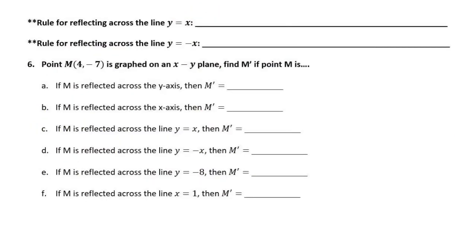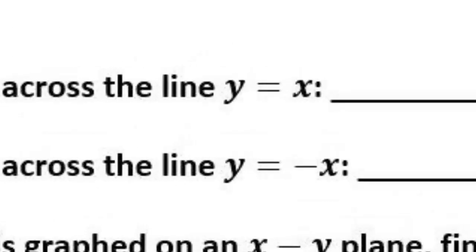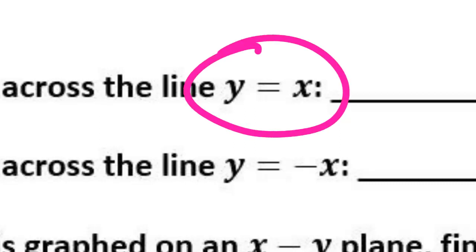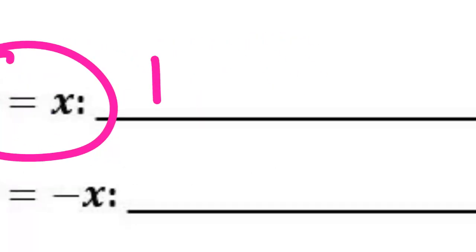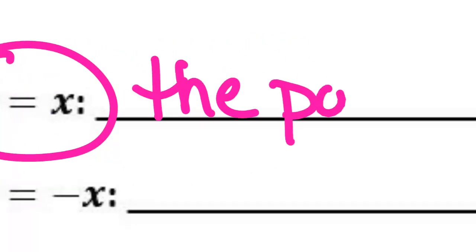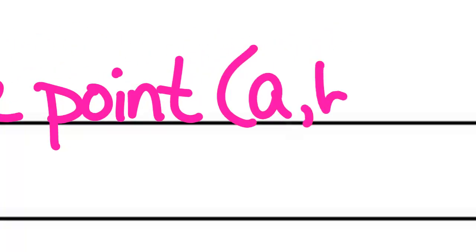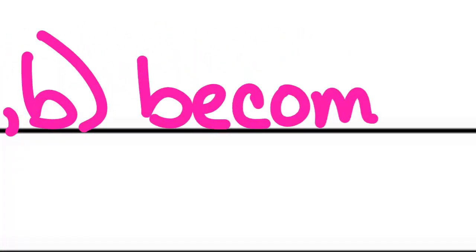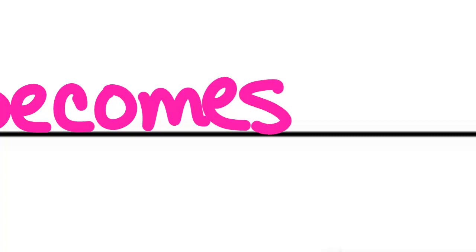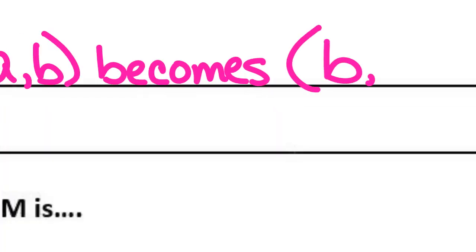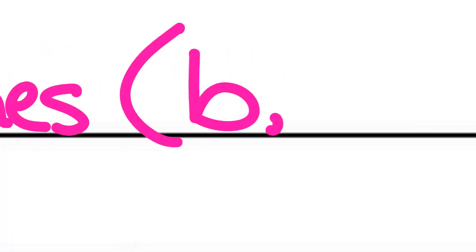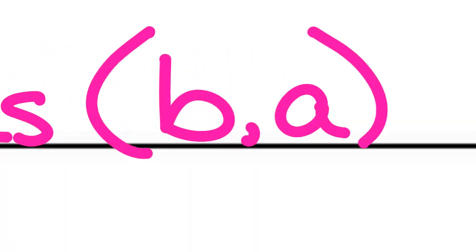All right, let's flip this over on the back side. We're going to talk about 2 more rules here. When I reflect across the line y equals x, the point A, B becomes B, A. So I take the numbers that are in the x spot and the y spot, and I flip them.